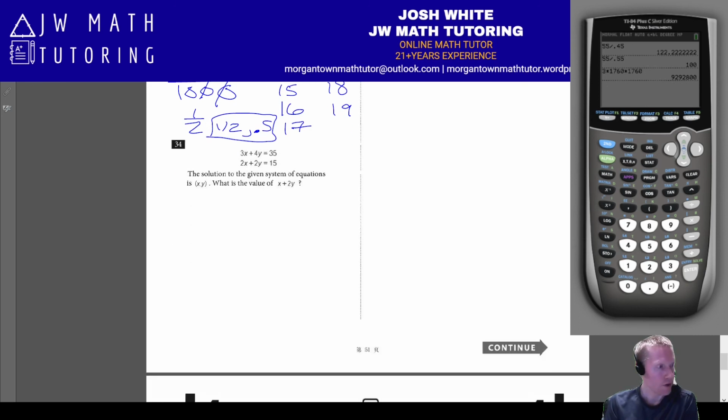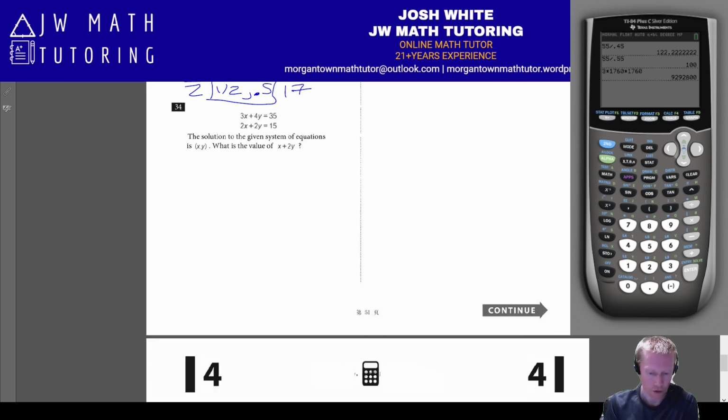For problem 34, there are multiple ways you could solve this. Now, I think the way they want you to solve this is they want you to notice that if you take the first equation and you subtract from it the second equation, you get 3x minus 2x is 1x, 4y minus 2y is positive 2y, and 35 minus 15 is 20. Okay, and therefore the answer turns out to be 20.